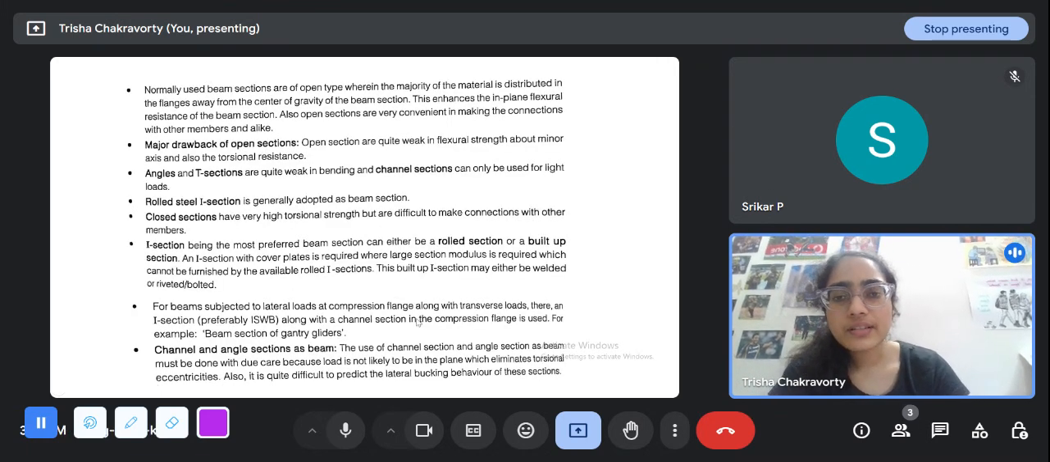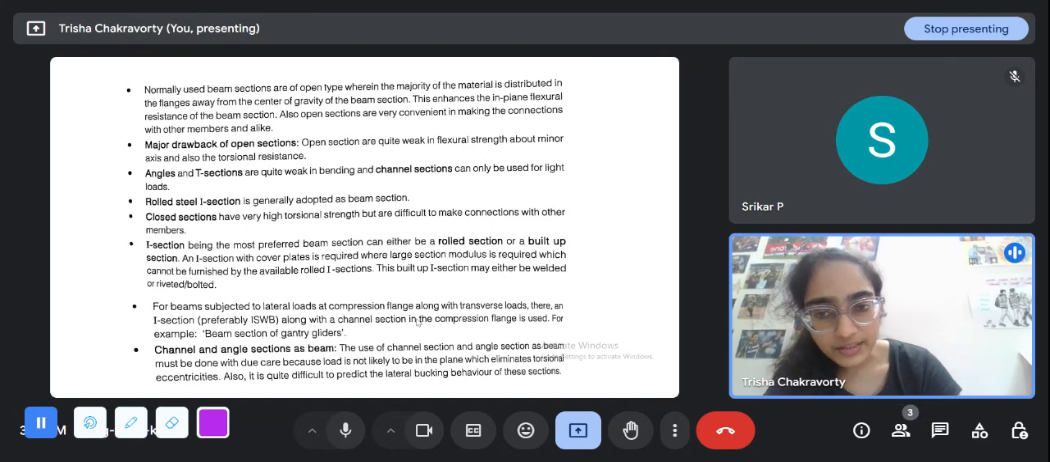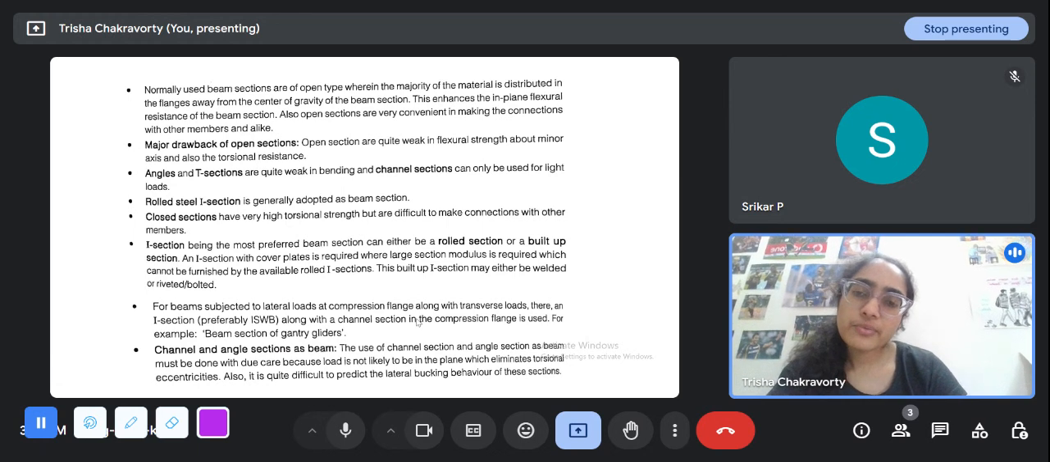Normally used beam sections are of open type, where the majority of the material is distributed in the flanges away from the center of gravity of the beam section. This enhances the in-plane flexural resistance of the beam. Also, open sections are very convenient in making connections with other members. A major drawback of open sections is that they are quite weak in flexural strength about the minor axis. They also have less torsional resistance.